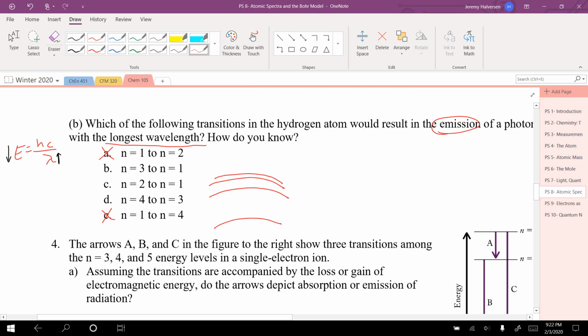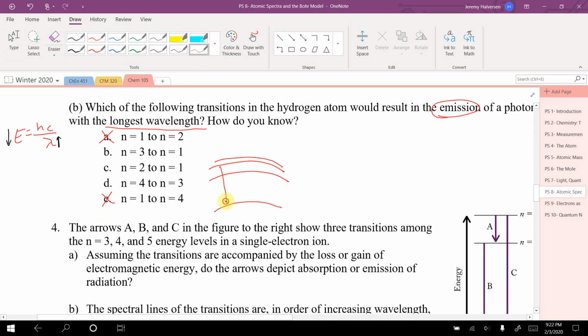So what's the lowest energy to give us the longest wavelength? 3 to 1. Do it in black. 3 to 1. 2 to 1. Or 4 to 3. Hopefully by this picture it's pretty obvious. 4 to 3 is far and away the smallest energy change, which means the photon emitted would have the longest wavelength.